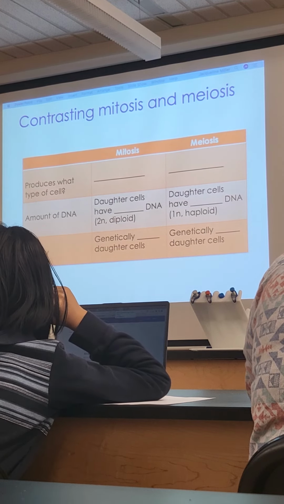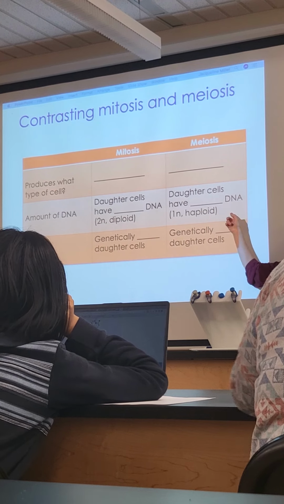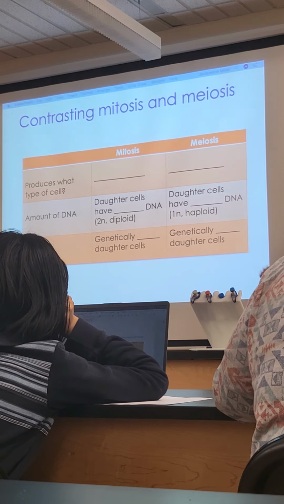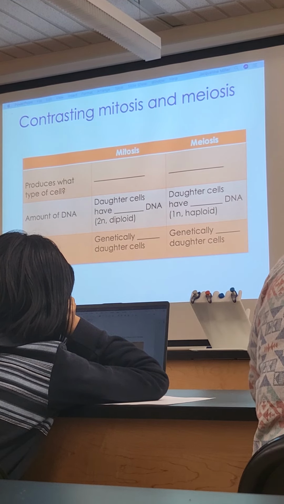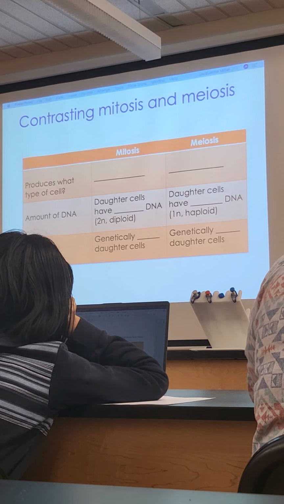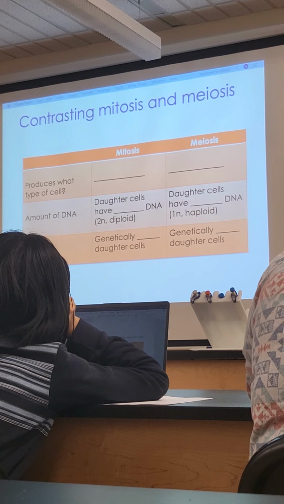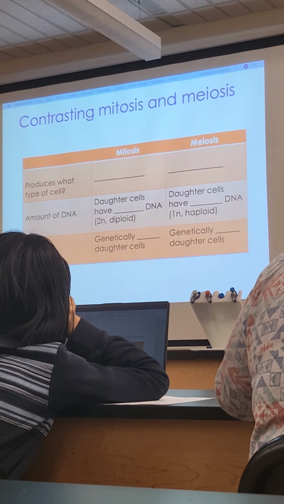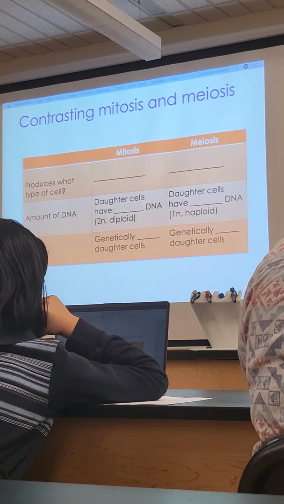For meiosis, daughter cells have half the amount of DNA as the parent. So they go from 2N to 1N. And they are genetically variable. So you're going to produce different daughter cells. In meiosis, the goal is to generate genetic diversity, right?